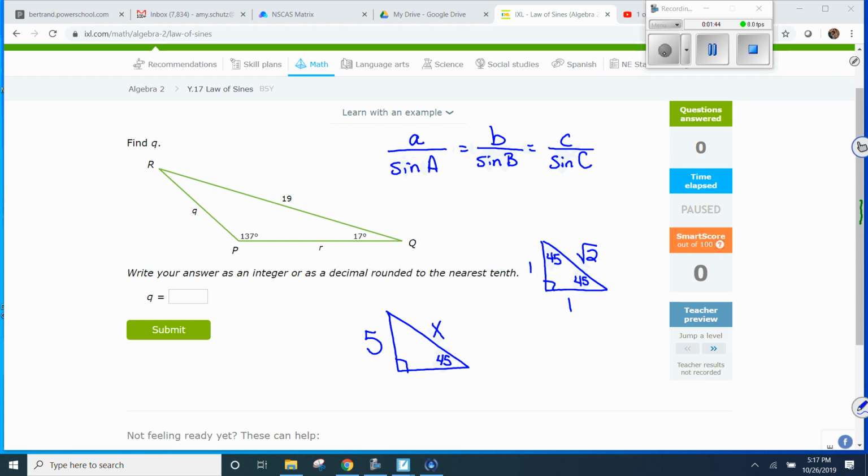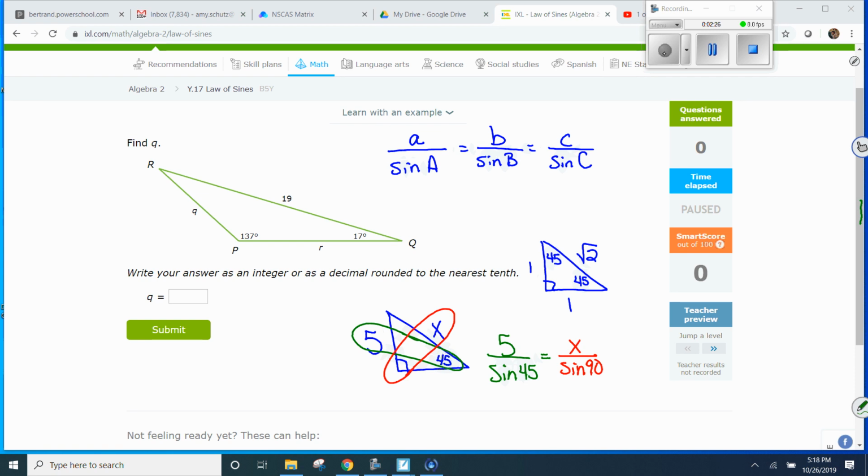You could use the law of sines to find that, even though I've shown you what the hand trick is. We know that this x value has to be 5 radical 2. Using the law of sines, we look for the pair that you know, the side and the angle opposite of it. So it's going to be 5 over the sine of 45 is equal to, and then look for that other pair. You're looking for x, and the angle opposite of it is 90 degrees. So we're going to say x over the sine of 90 degrees.